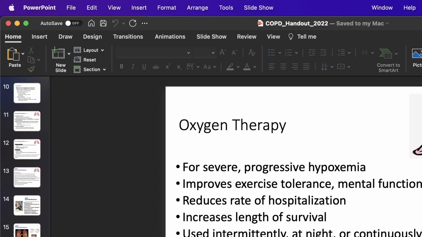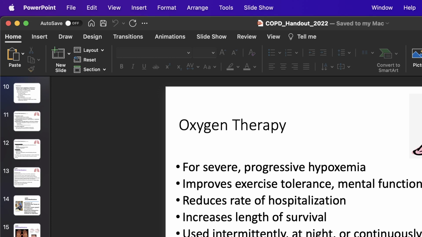It can be used intermittently. Some of them just put it on at night. They have extension tubing so they can get in and out of the bathroom, and we can get them extension tubing in the hospital too. If we ambulate them in the hallway, we're going to use a portable tank. You're not going to be tested on liquid or compressed gas, but that's generally what's in the house, gas cylinders and concentrators.